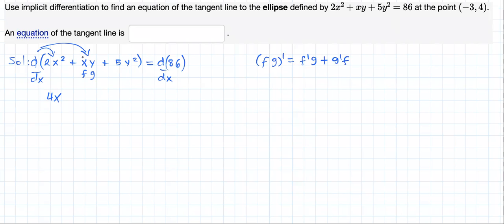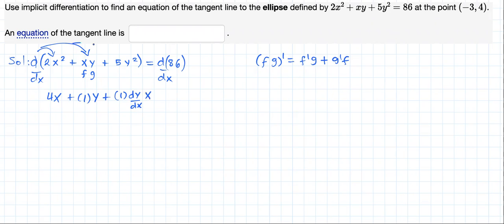Okay, so let's start with the derivative of x. That is 1 times the other function as it is, g, y, plus the derivative of g, that is 1. But since we are taking the derivative with respect to x, we have to multiply that by dy/dx, right? And then don't forget, we have to multiply by the function f as it is, which is x.